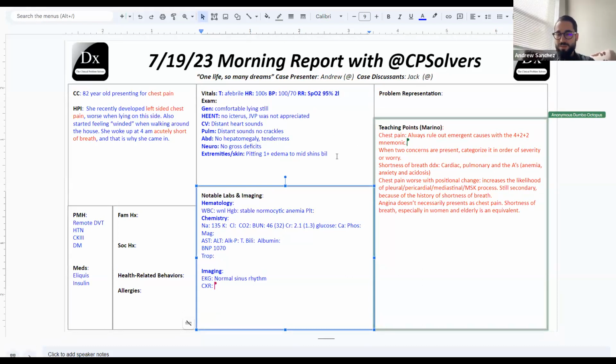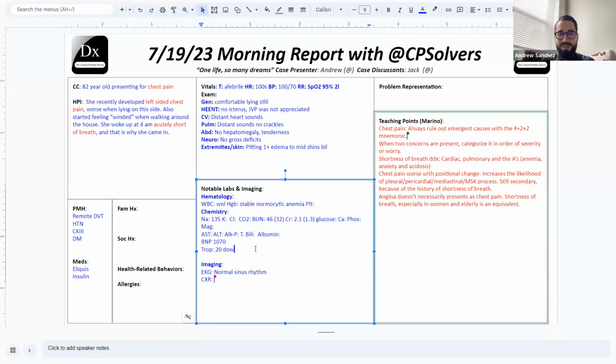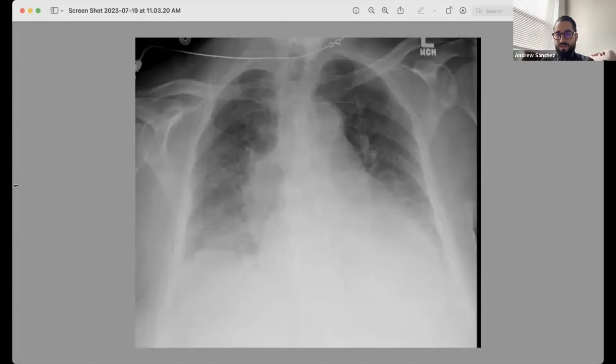And then I misspoke on the troponin. The troponins were like 20 downtrending to like 13, something like that. Okay, thanks, Jack. This was the initial chest x-ray for her. This is an AP chest x-ray with her down in the ED.